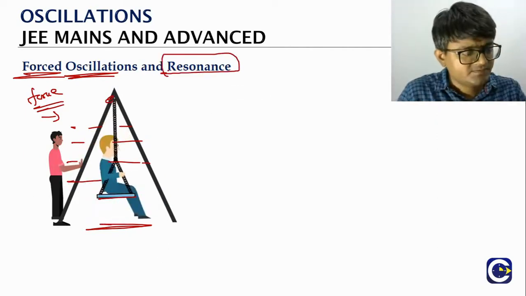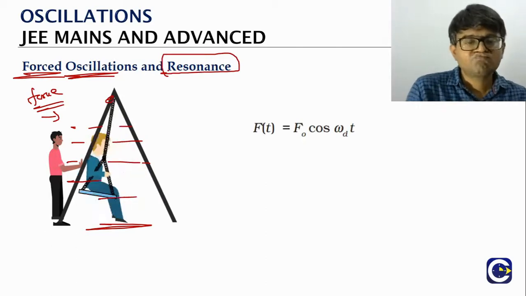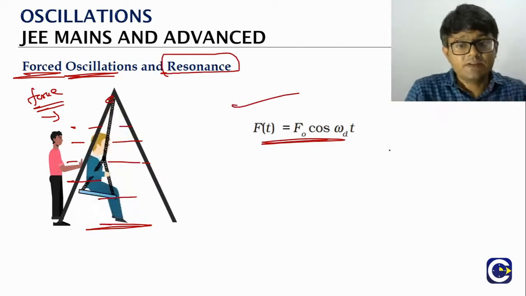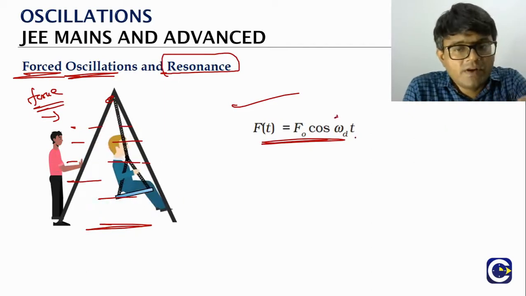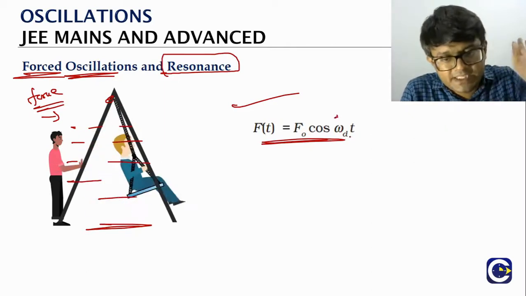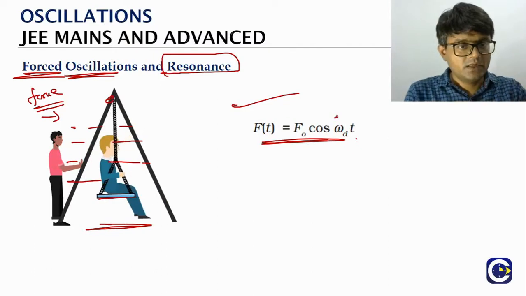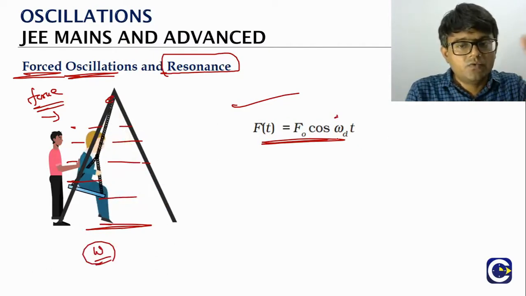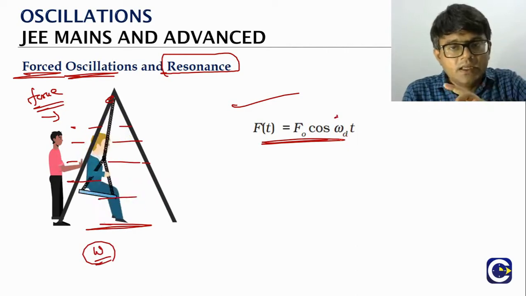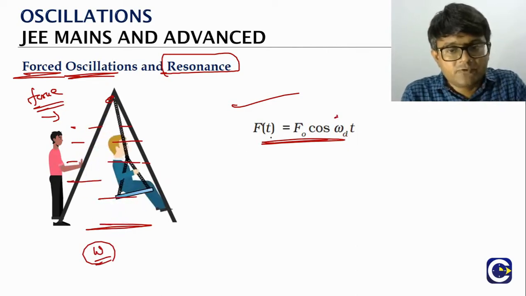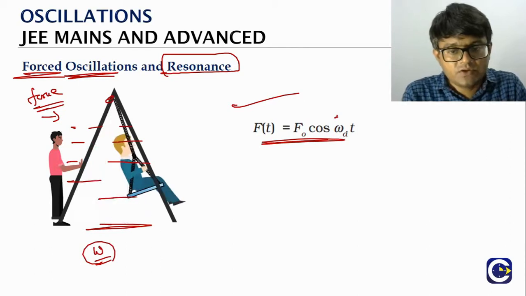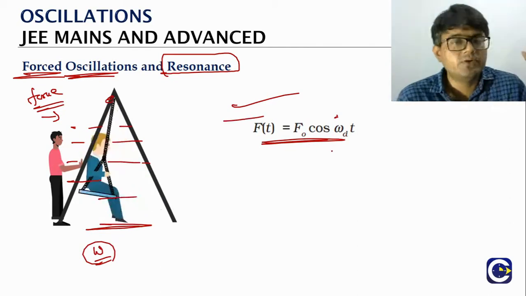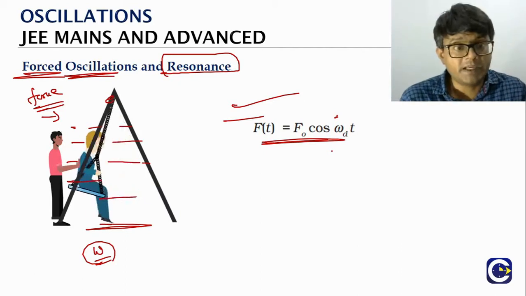We will see that. So if you have a periodic force that is applied with an angular frequency omega d, where the natural angular frequency, let's say, is omega, here we are using omega d as the angular frequency of the periodic force that you are applying. So the periodic force expression is F naught into cos omega d into t. This is the periodic force that you apply.